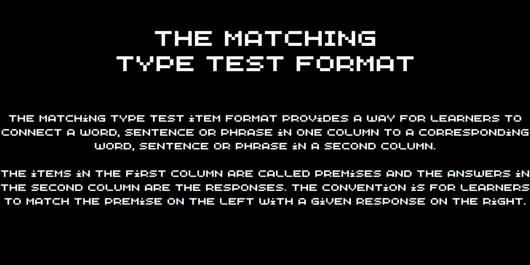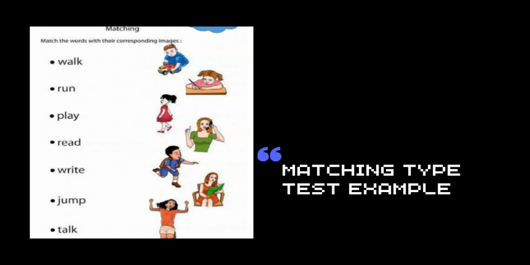The matching type test item format provides a way for learners to connect a word, sentence, or phrase in one column to a corresponding word, sentence, or phrase in a second column. The items in the first column are called premises, and the answers in the second column are the responses. The convention is for learners to match the premise on the left with a given response on the right. So here is a simple example for a matching type test format.